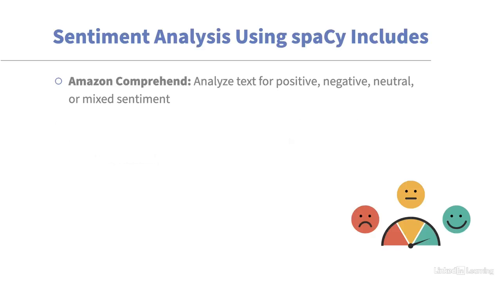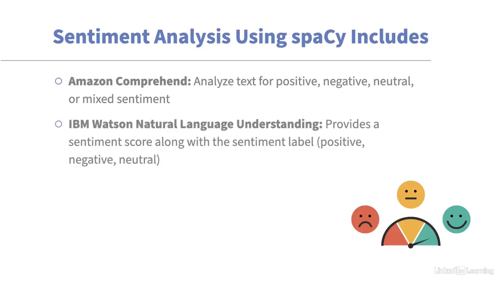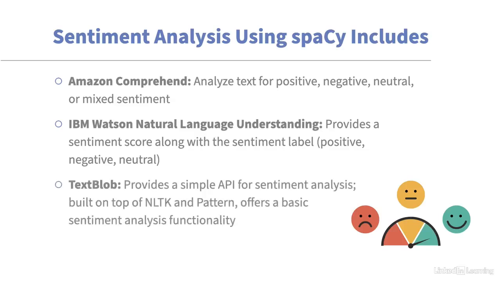Amazon Comprehend offers sentiment analysis as one of its features, allowing you to analyze text for positive, negative, neutral, or mixed sentiment. IBM Watson Natural Language Understanding provides a sentiment score along with the sentiment label, positive, negative, or neutral. And TextBlob. As we spoke of earlier, TextBlob is a Python library that provides a simple API for sentiment analysis. It is built on top of NLTK and Pattern, and it offers a basic sentiment analysis functionality out of the box. These pre-trained models and services vary in terms of accuracy and ease of use and pricing. You can choose the one that best fits your special requirements and constraints.